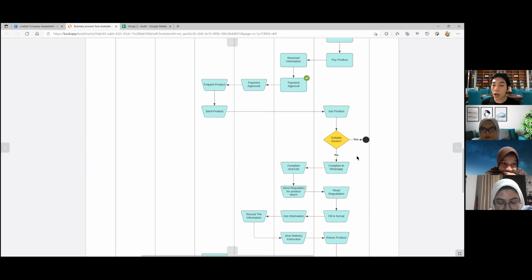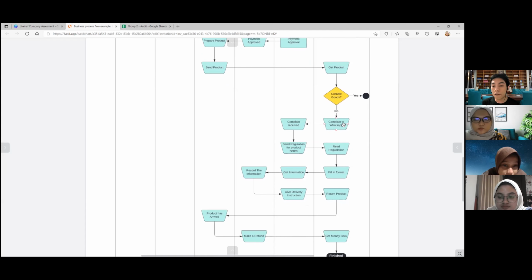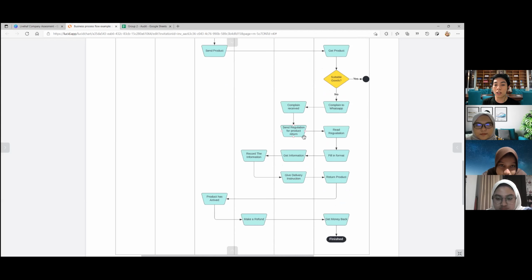After getting the product, this is the decision of the customer: suitable goods? If yes, stop the activity because the customer likes the product. If no, make a complaint. The customer must complain on WhatsApp because Livehaf has a regulation to make it fast. Then this is the activity from sales: complaint received, and after the complaint is received, send the regulation for product return.